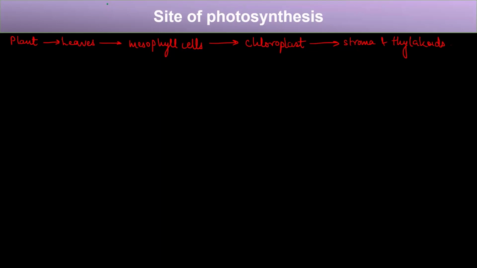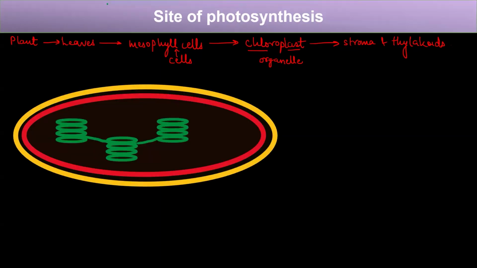Okay, so this is the site of photosynthesis. If someone asks about the organelle of photosynthesis, the organelle will be chloroplast. And if someone talks about the cell, the cell is the mesophyll cell. Okay. Now let's look at the structure of the chloroplast.